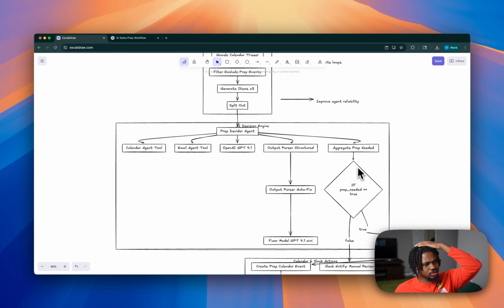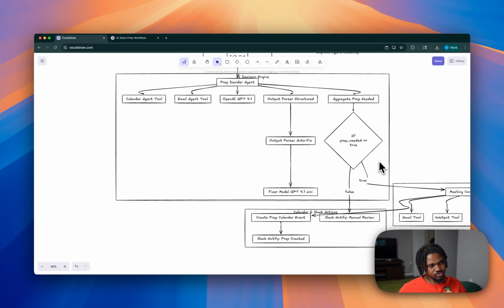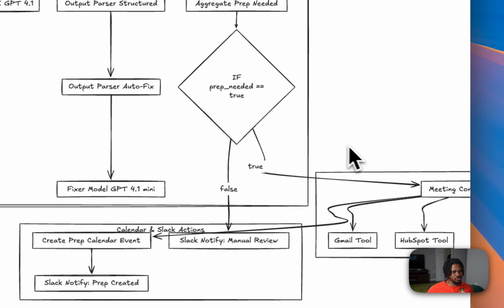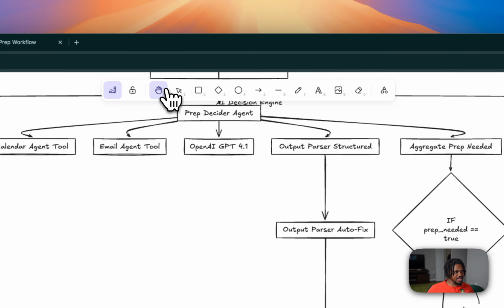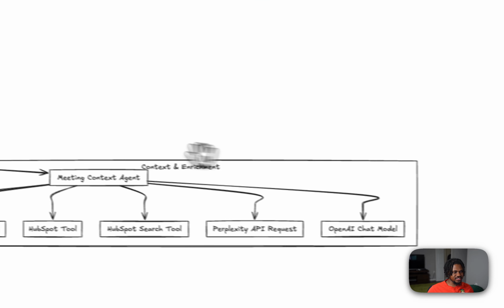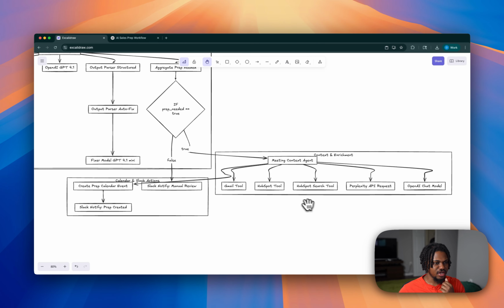And then I have this node here, which would be aggregate prep, which would just take those, as I mentioned, we're going to run multiple times, right? So we're just going to have to take all of those and then figure out which ones we actually need. So I'll have a decision node. So maybe something like, if prep needed is true, then we're going to have another agent that will basically get the meeting context, do some enrichment. Enrichment basically means it's going to search the internet using Perplexity and figure out information about the participants in the meeting.